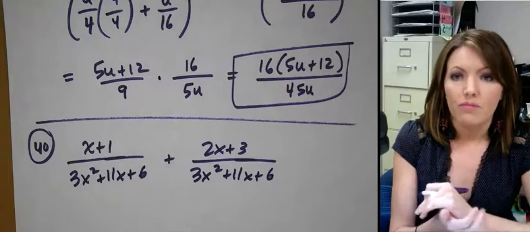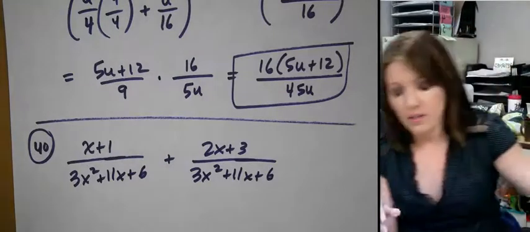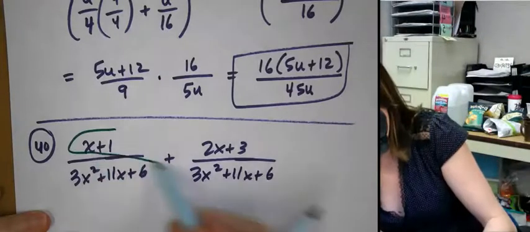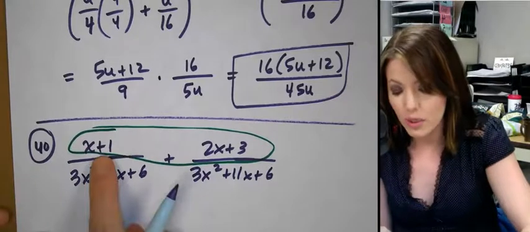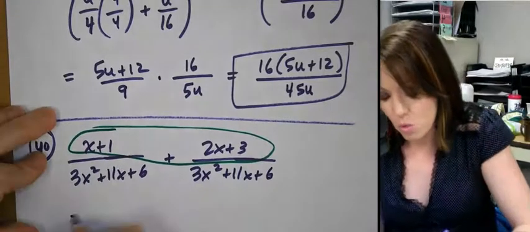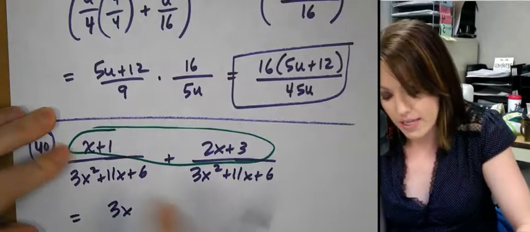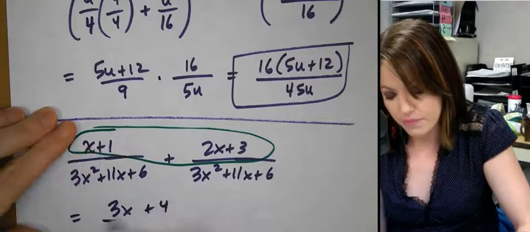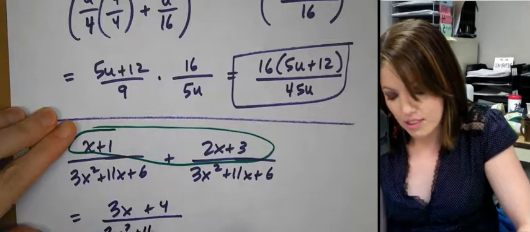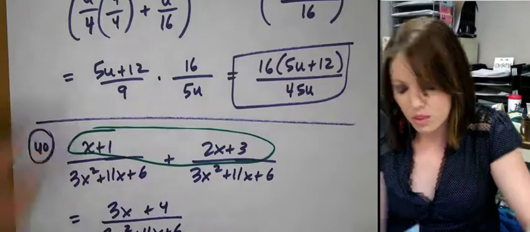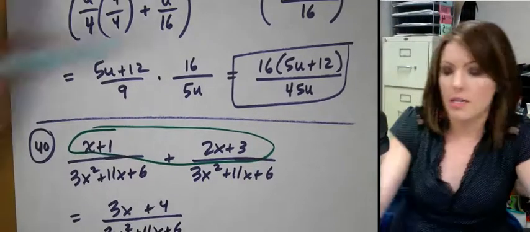If we have the same denominator, we can just add or subtract, depending on what we're being asked to do, the numerators together. So we have the same denominator here. So what we're going to do is add together 1x plus 2x is 3x, and 1 plus 3 is 4. And then we have 3x squared plus 11x plus 6. You always want to go back and simplify, see if there's anything that can cancel.